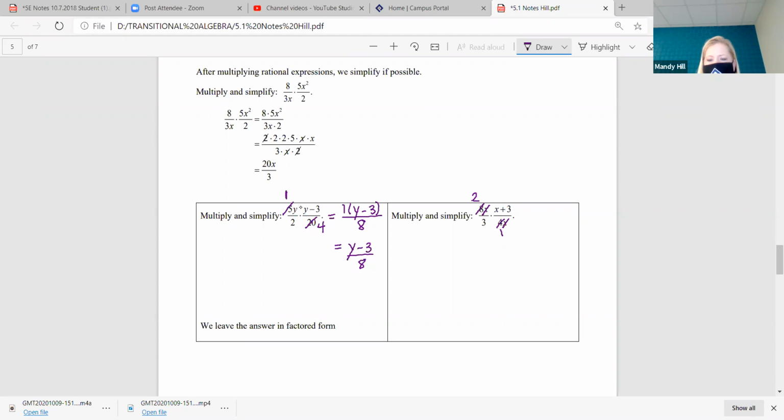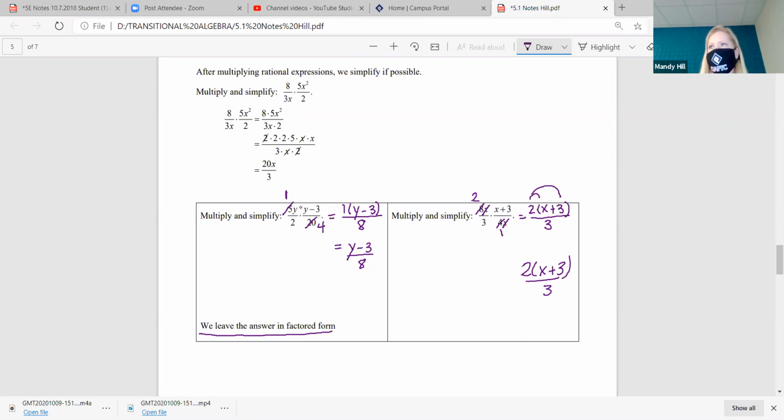Okay, the 2 and the 3, nothing. X plus 3 doesn't have anything in common with either of these on the bottom. So you're going to do 2 times X plus 3 over 3 times 1, which is just 3. Okay, and this down here says we leave the answer in factored form. In other words, you don't have to distribute this. You can just leave your answer 2 times X plus 3 over 3. Unless it asks you to multiply it back out, you're good. Just leave it like that.